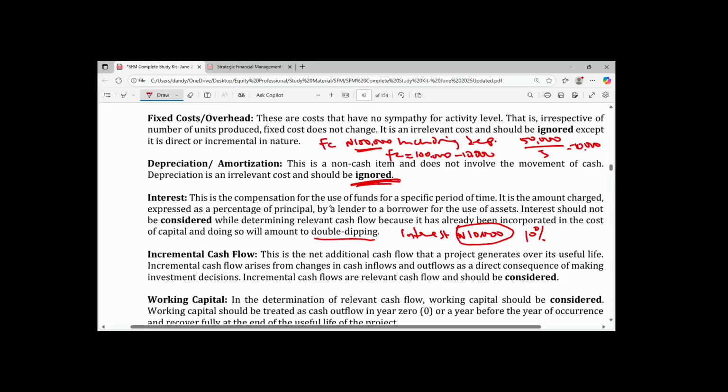And that's why in a question, once you are given interest, you have to ignore it because it is not relevant. You don't include interest at all in your calculation. You have to ignore it. All right? Is it clear? Yes, sir. Thank you. Okay.